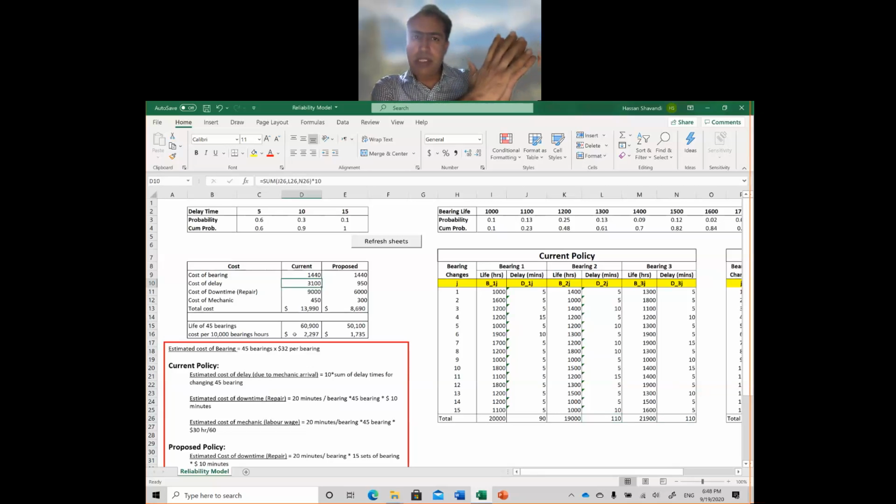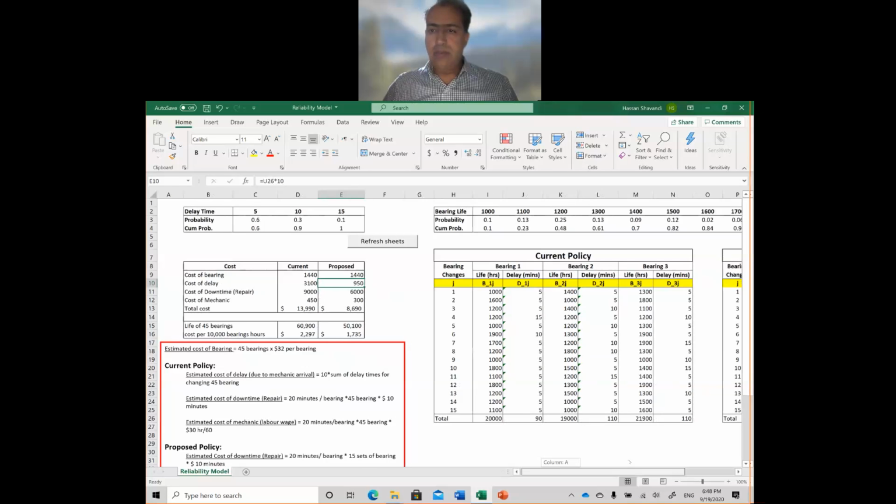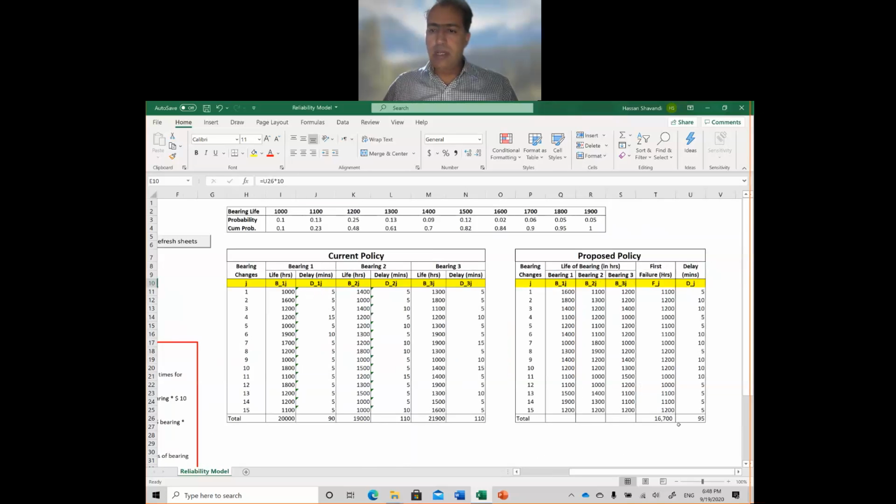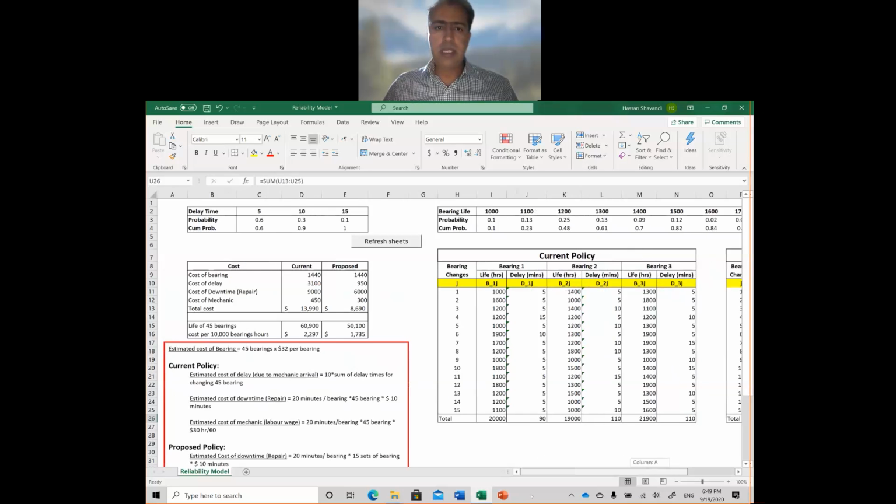And if we multiply this by 10, which is $10 as the cost per minute for the downtime of the machine, it will be $3,100 for the current system. I mean, for the cost of delay. But here, since we have just one column for the delay time, we consider U26, and if you multiply this by 10, it will be $950 for the proposed system.